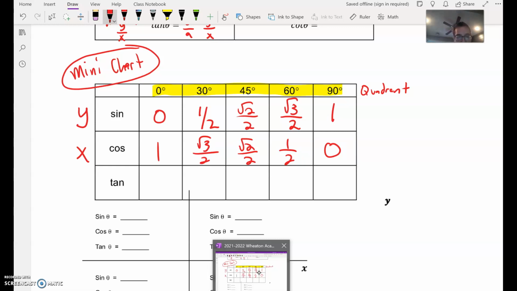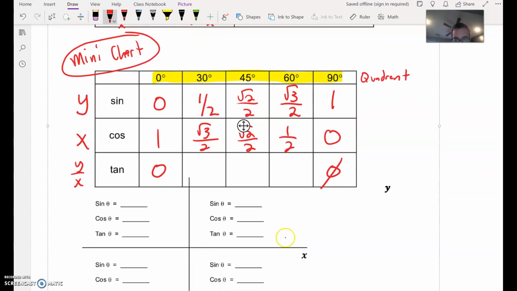Okay. Tangent, remember, is y over x. So what is 0 divided by 1? That's 0. Let's jump to the far right side. What's 1 divided by 0? Well, that's undefined, anything divided by 0. Let's go to the middle one now. Root 2 over 2 divided by root 2 over 2. Well, that's just 1. And then these, I could show you the math. 1/2 divided by square root of 3 over 2. But I'll just tell you it turns out to be root 3 over 3 when you rationalize it. Okay? And then root 3 over 2 divided by 1/2 the other way turns out to be root 3.